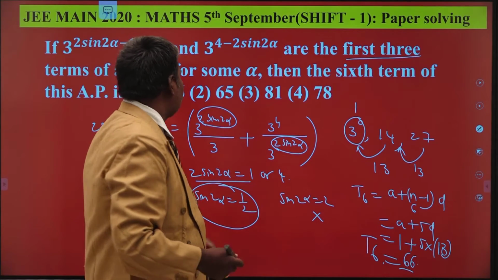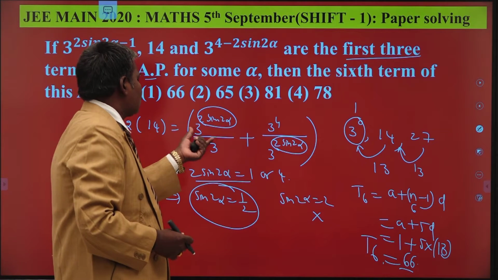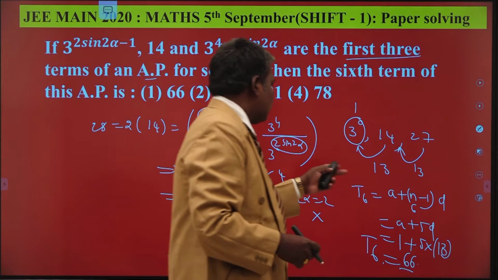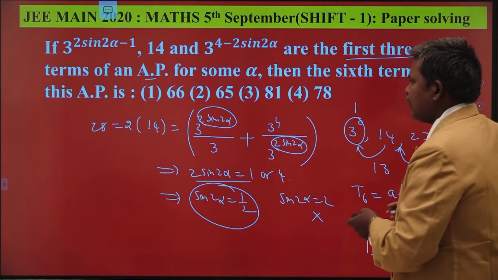So just by looking at the equation itself, we can find the 2 sin 2 alpha value. After getting the 2 sin 2 alpha, immediately we obtain the solution. That is the T6 value. It is equal to 66. Okay.